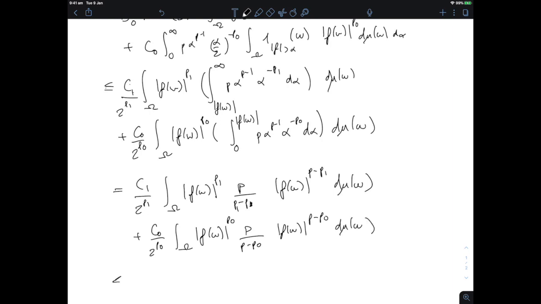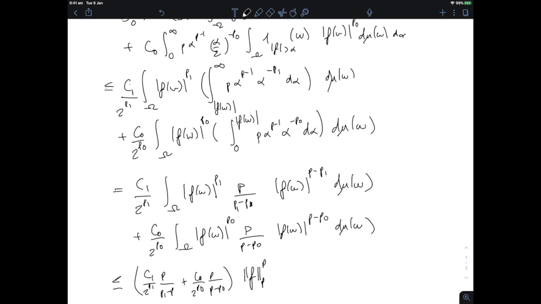Okay, and this is certainly smaller than, let's say the maximum of, well, actually, no, let's sum them up. But C1 over 2^p1 times p divided by p1 minus p, plus C0 over 2^p0 times p divided by p minus p0, wherever all of that is just a constant as far as we're concerned, times the norm of f in Lp raised to the power p.